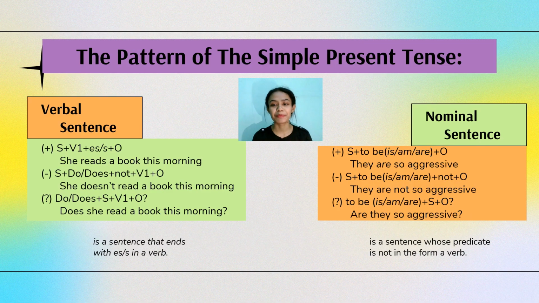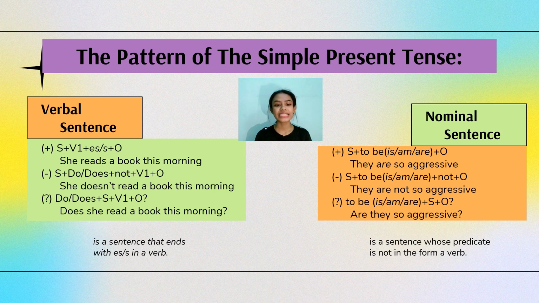The pattern of the simple present tense. Simple present tense has two kinds of sentence: verbal sentence and nominal sentence. A verbal sentence is a sentence that ends with es or s in a verb. The pattern for an affirmative sentence is subject plus verb 1 plus es or s plus object. Negative sentence: subject plus do or does plus not plus verb 1 plus object. Interrogative sentence: it starts with do or does plus subject plus verb 1 plus object.